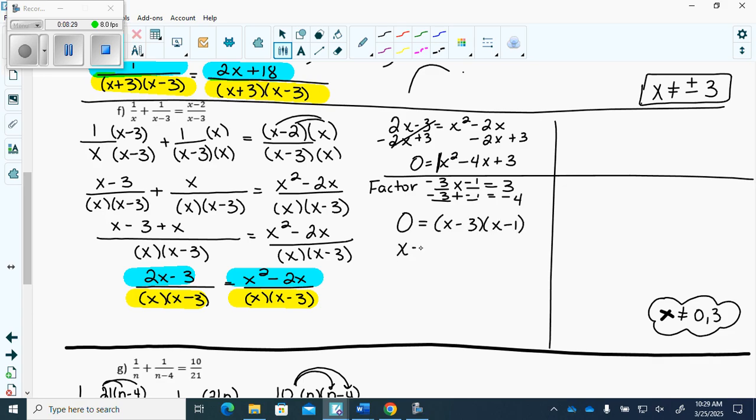So I get x minus 3 equals 0. I can't skip the step. x minus 1 equals 0. x equals 3, x equals 1. This one is extraneous. And this one works. The other thing I could do is quadratic formula.